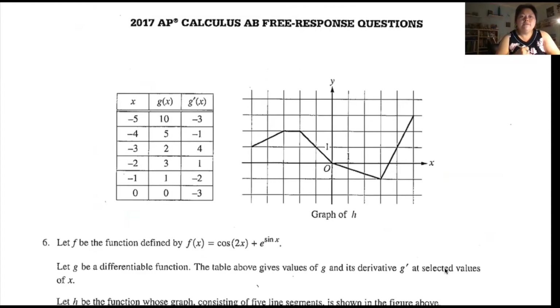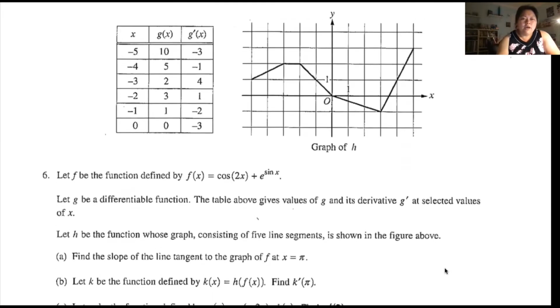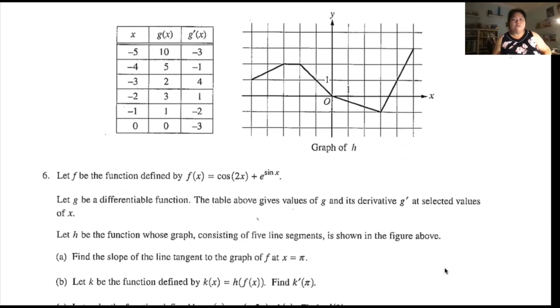Okay, so we're on 2017 FRQ number 6, and it gives you three different functions here. You have a table for g of x, a graph for h, and f of x is defined as cosine 2x plus e to the sine x power. Let g be a differentiable function. The table gives g and g prime, and h is a function whose graph consists of 5 line segments, shown in the figure above. All right, so there are straight lines, which is really nice for us.